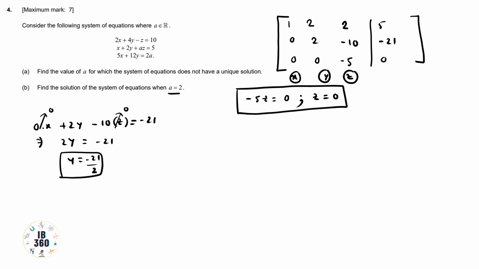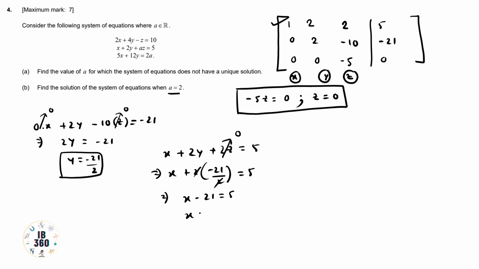Now we need to find the value of X from this particular row. So here X into 1, that is X plus 2Y plus 2Z is equals to 5. Now we put down the value, and this will be 0 because the value of Z is 0. So X plus 2 into minus 21 divided by 2 is equals to 5. So 2 cancelled out. So X minus 21 equals to 5. So X equals to 26. So this is the value of the equation.